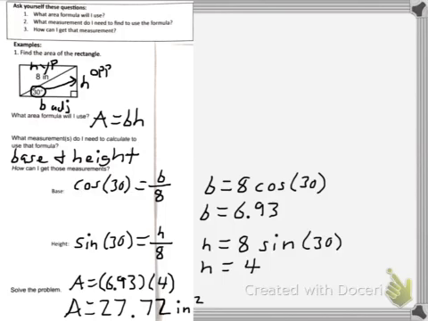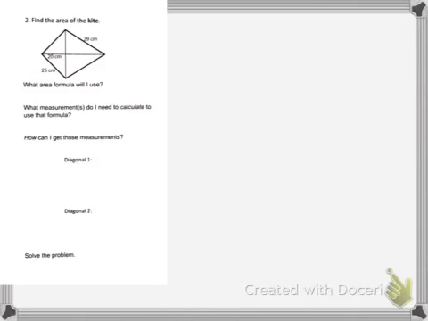Okay, let's move on to question number 2. In question number 2, they want me to find the area of the kite. First off, we need to figure out what area formula we'll use. The area formula for a kite is A equals 1/2 diagonal 1, which is D1, times diagonal 2, which is D2. So remember, the diagonal is the complete length from one vertex to another. There's 2 diagonals in the kite.